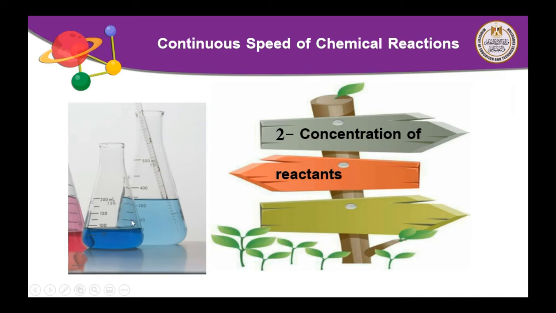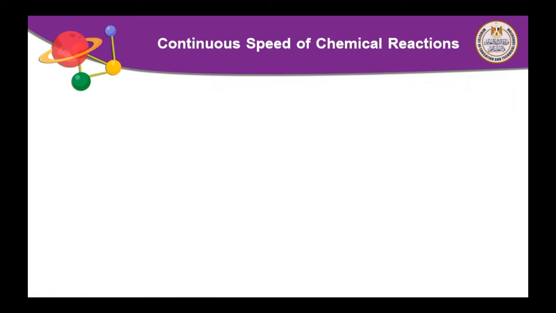What does this mean? This means that the concentration of the first flask is greater than the concentration of the second flask. Okay? Concentration means the amount of substance that is found in the beaker or the container in front of you. Now, how does concentration of reactant affect the speed of the chemical reaction? Pay attention with me.